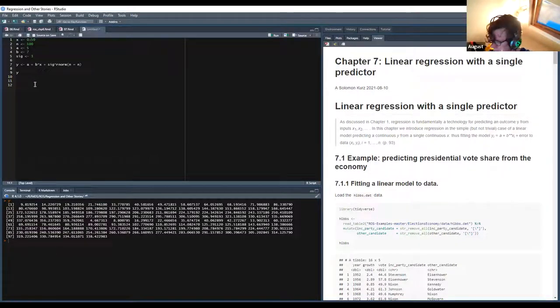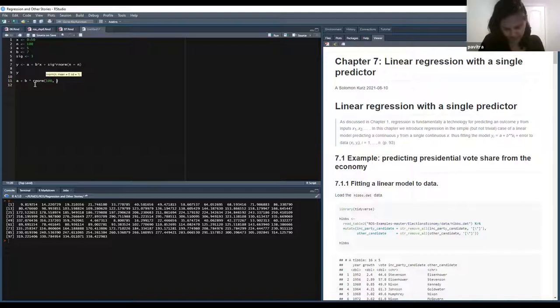Right, so let's try that again. So basically a plus b times, was it random normal distribution? So rnorm, we want 50. Oh, we want 100, don't we? So we want 100. And then we want a mean of, sorry, a mean between 1 and 50.